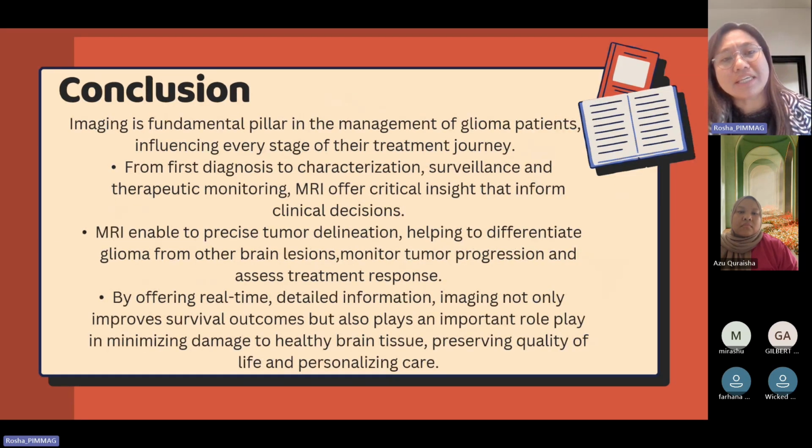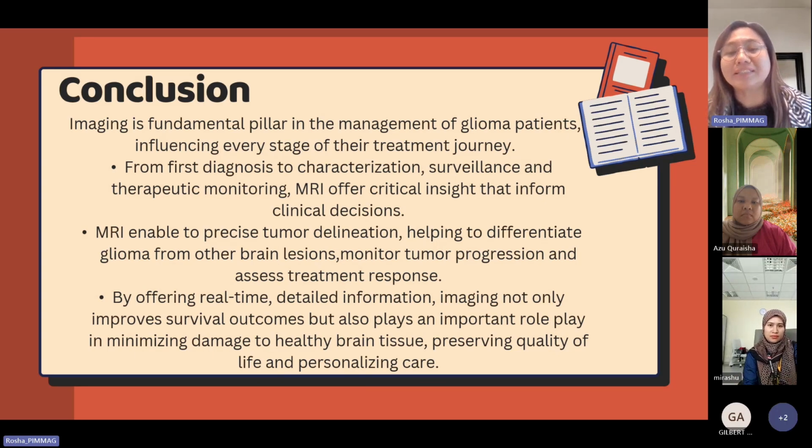For the conclusion, imaging is a fundamental pillar in the management of glioma patients, influencing every stage of their treatment journey, from first diagnosis to categorization, surveillance, and therapeutic monitoring. MRI offers critical insight that informs clinical decisions. MRI also enables precise tumor delineation, helping to differentiate the glioma from other brain lesions, to monitor tumor progression, and also to assess treatment response.